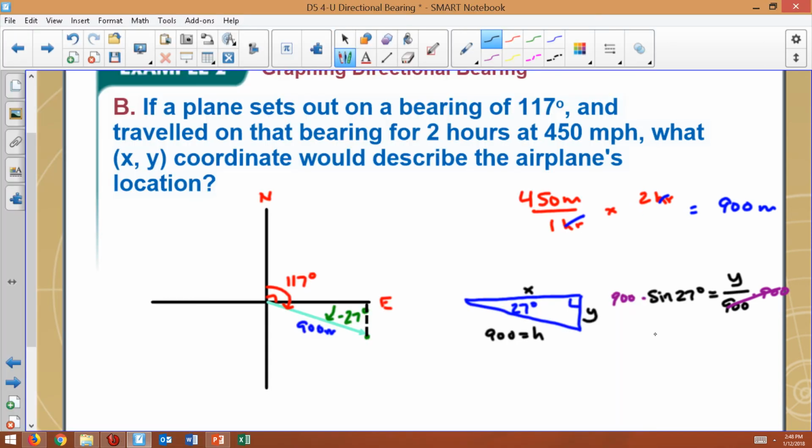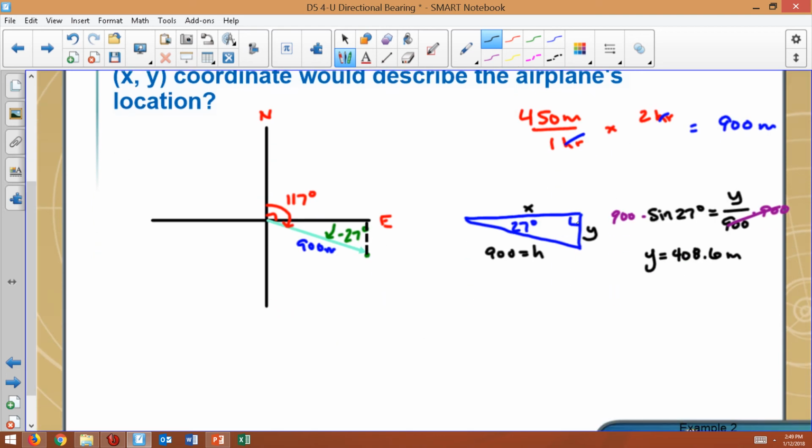So y equals 408.6. And this is in miles. Now, since it's going downward, it's in an x and y coordinate, we'd actually say it's going to be negative. So I'm going to give it a little more space. Y equals negative because it's going down. See, it's down from the x-axis. So that's a negative 408.6.